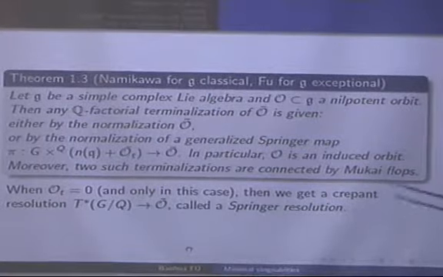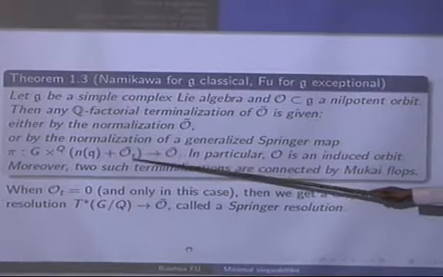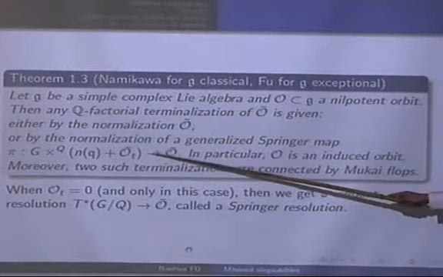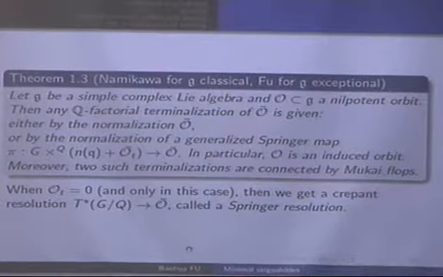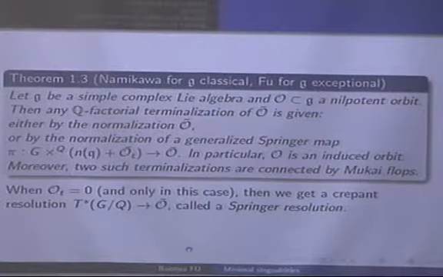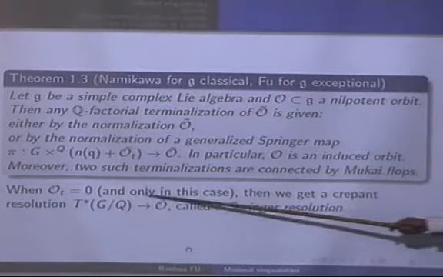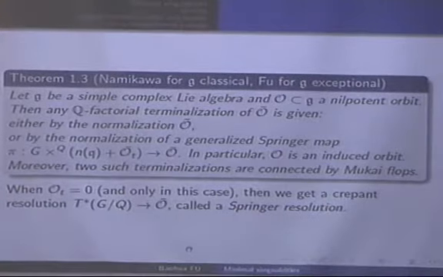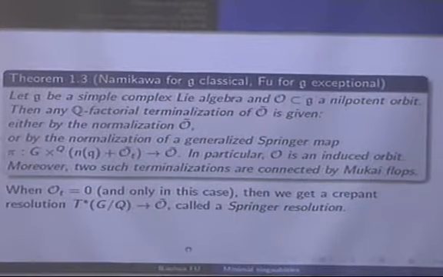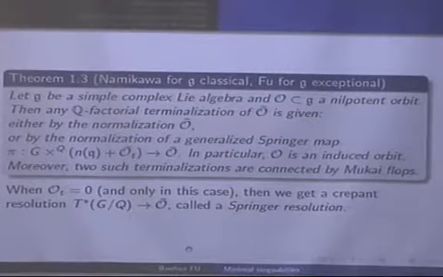The geometry of these terminalizations is studied via Mukai flops. As I said, when this is birational, we get a Springer resolution. So this is the geometry of this orbit.